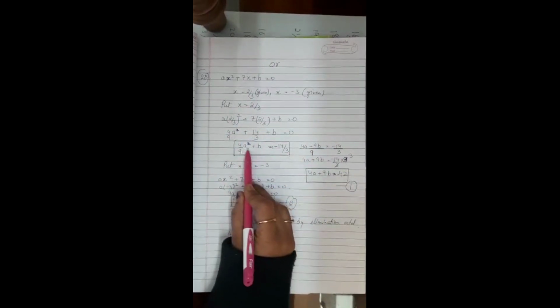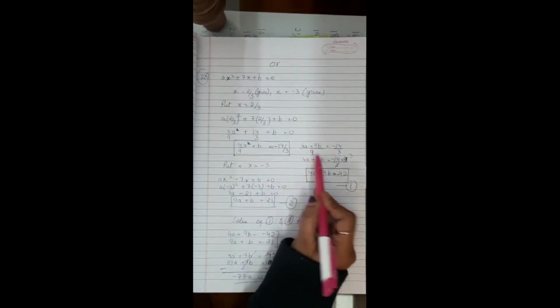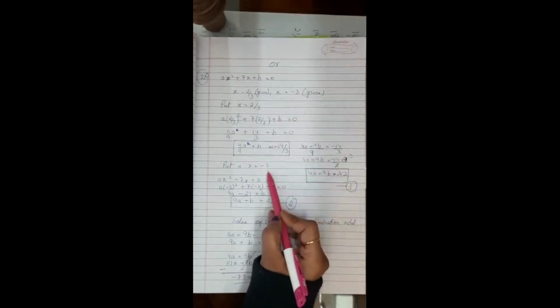Okay, see, a and b come out to be this. I have solved it again by taking the LCM. Then this first equation comes out. Now I have put x equals minus 3. When I have put this, the second equation comes out to be this.